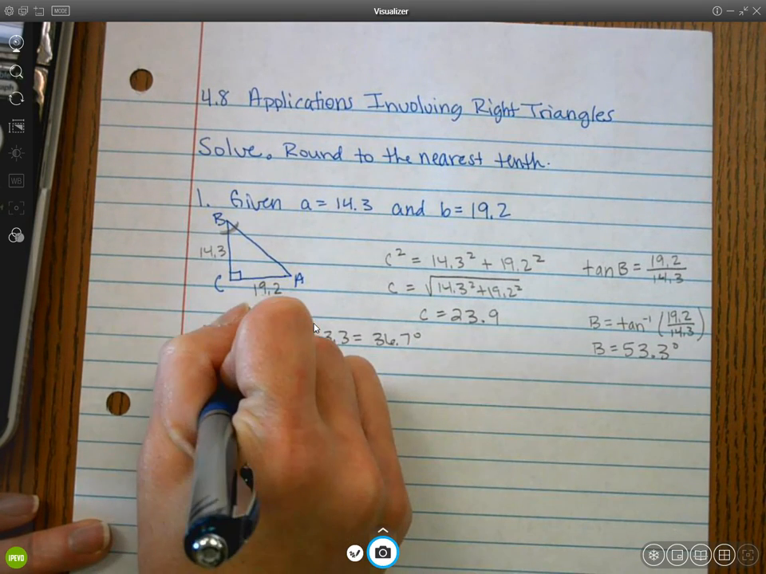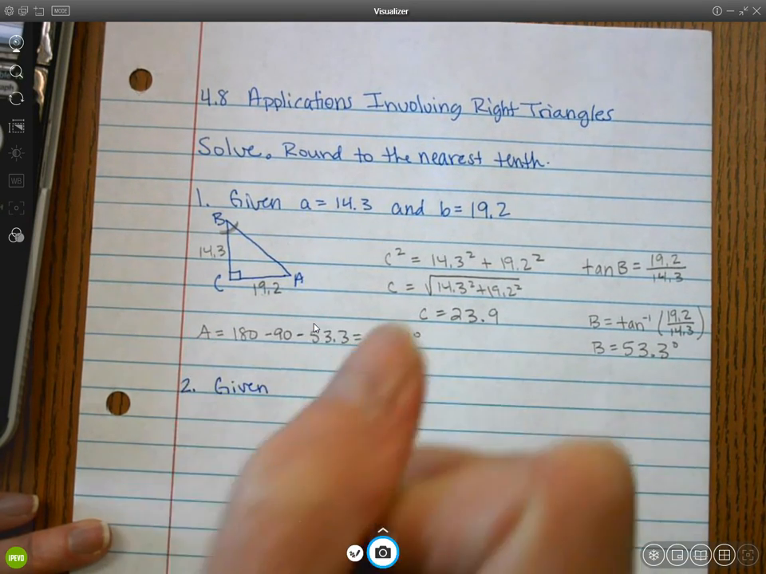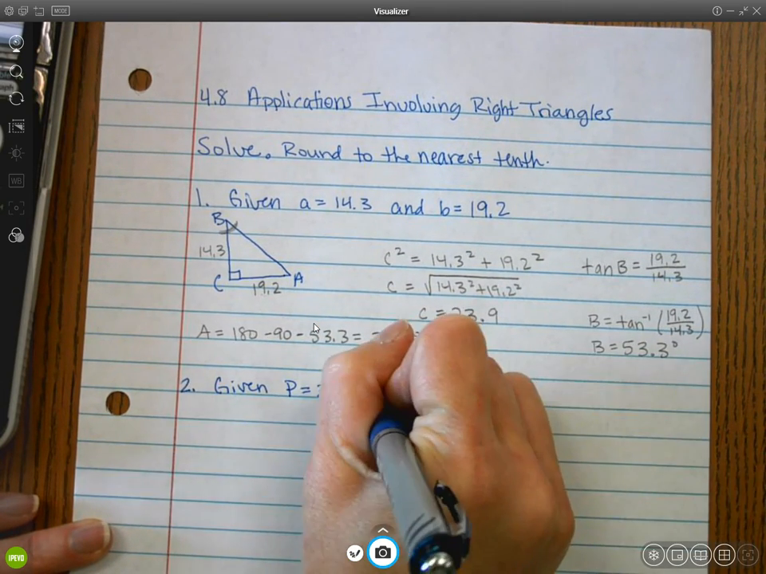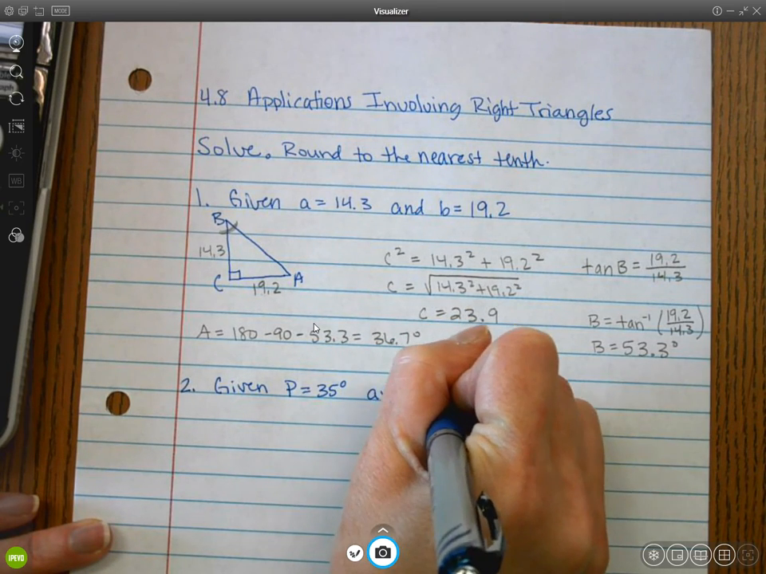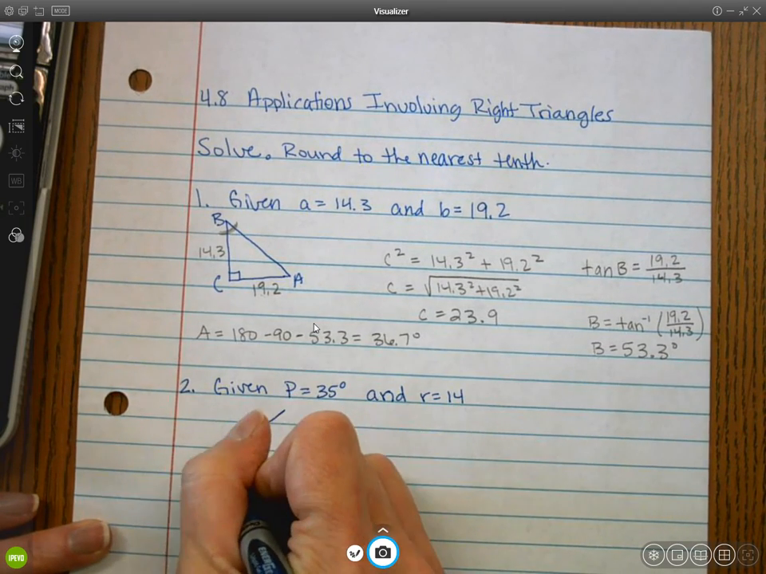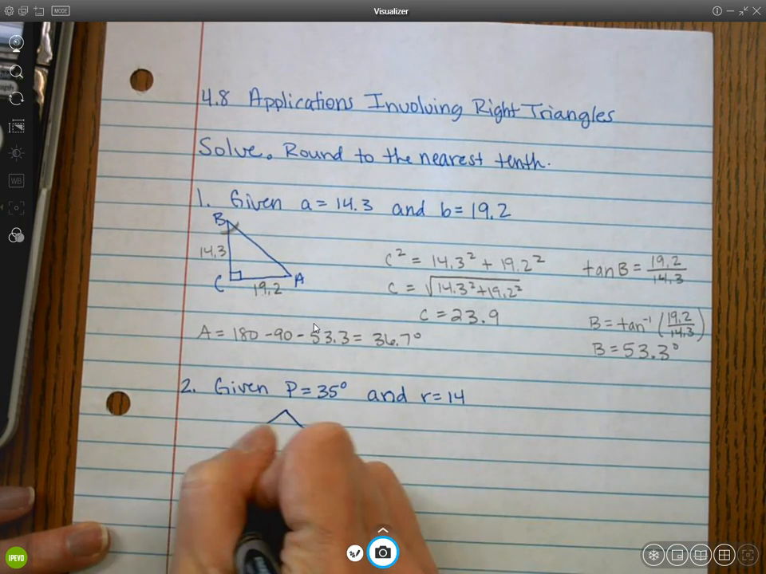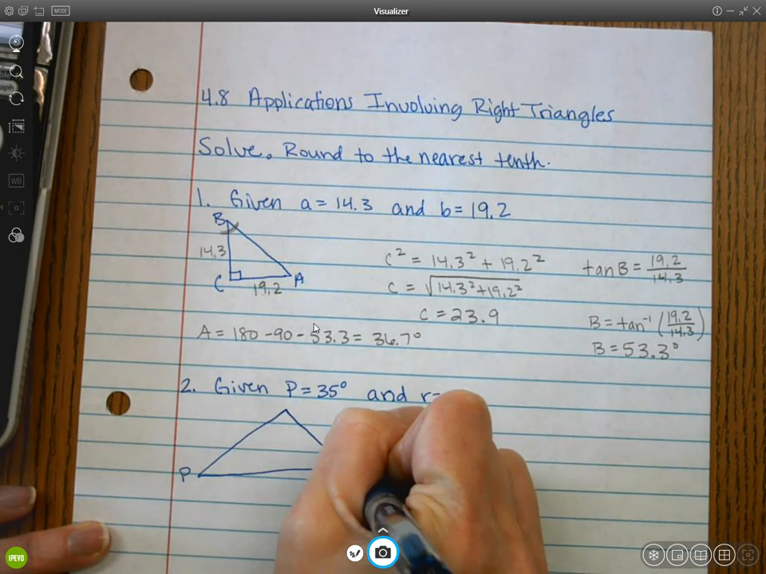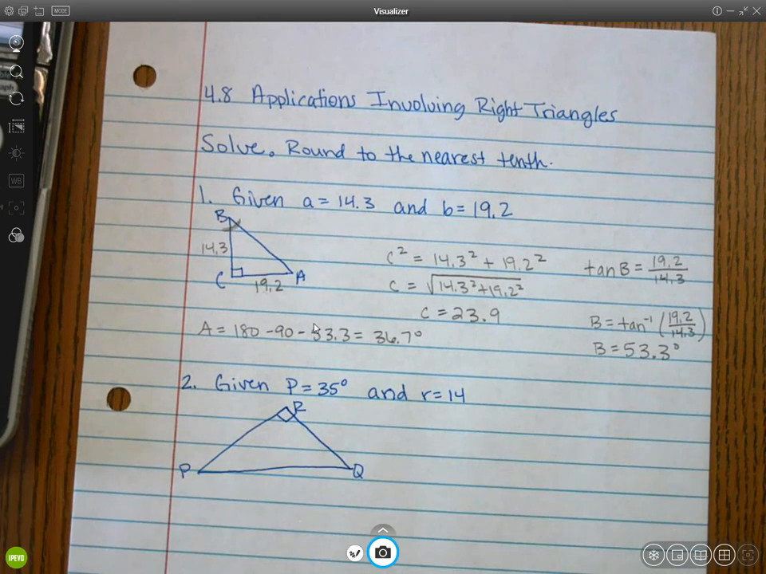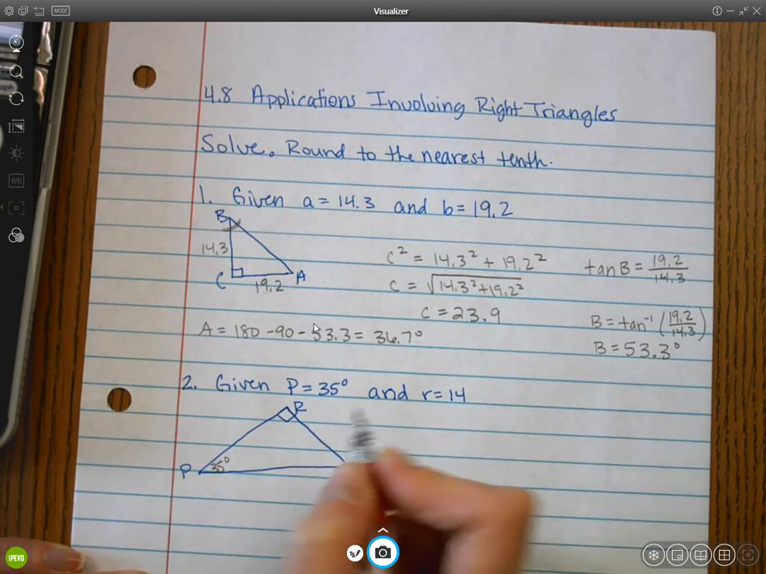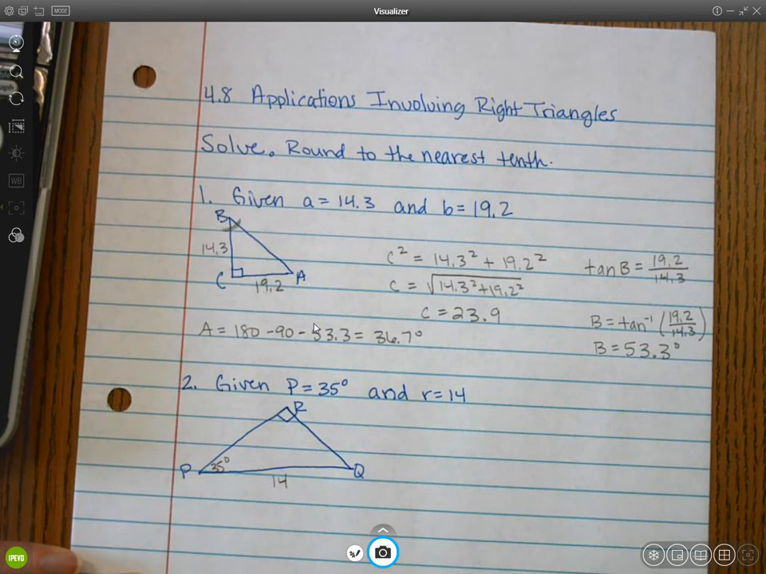So number 2, let's say we are given angle P is 35 degrees and R is 14. And they give us a slightly different looking triangle. It's still a right triangle, but they gave it to us all kinds of weird. And they didn't label it A, B, and C. All right, so we know that this is 35 degrees, and we know that this is 14.